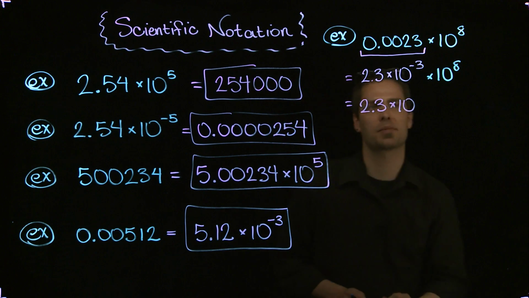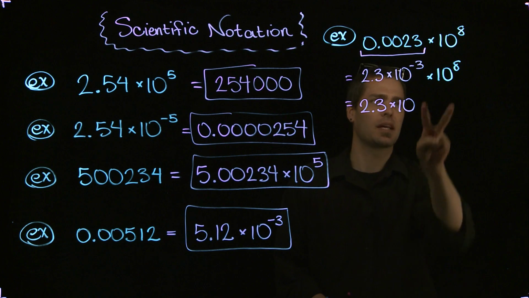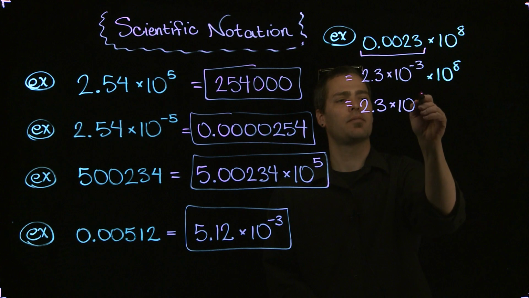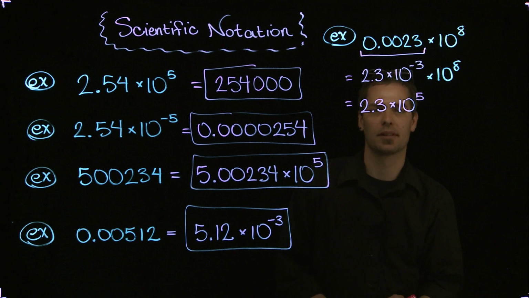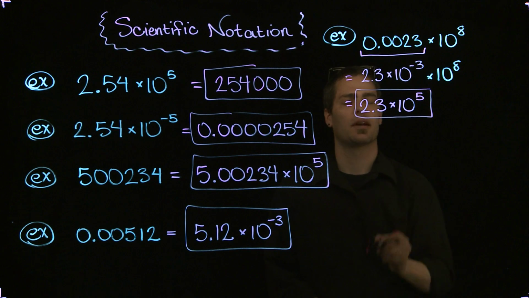Well, remember our exponent rules. When we're multiplying two exponential expressions that have the same base, we can add the exponents. Negative 3 plus 8 is 5. So here is the legitimate scientific notation way of writing that number that we started out with.